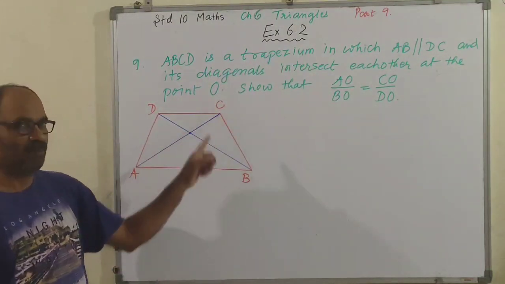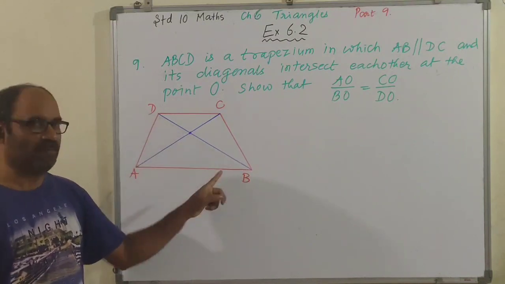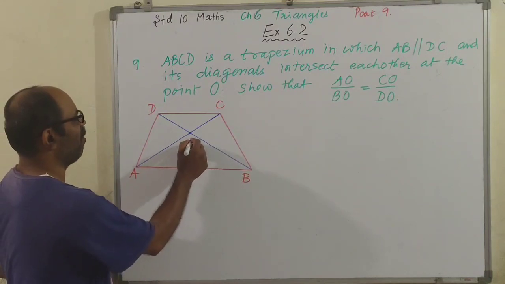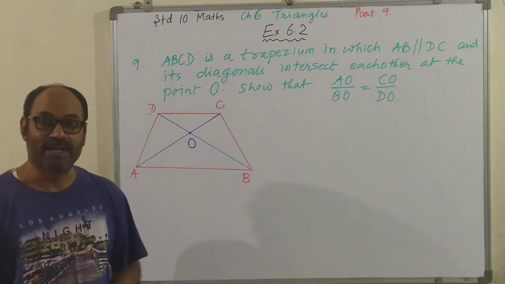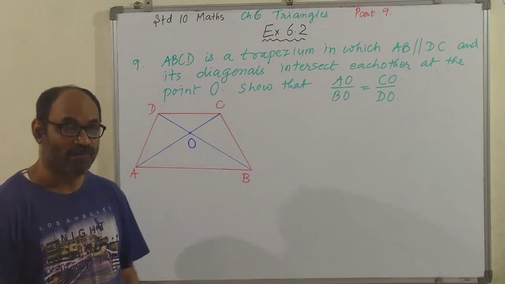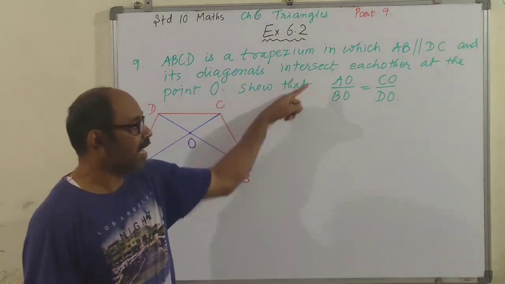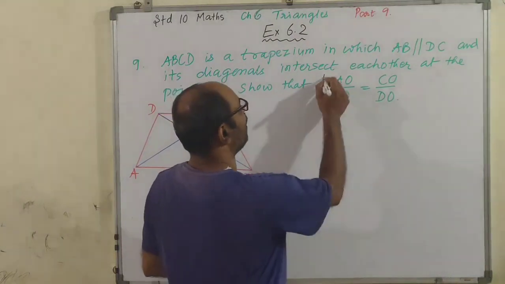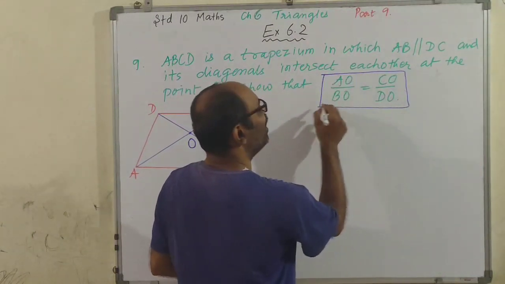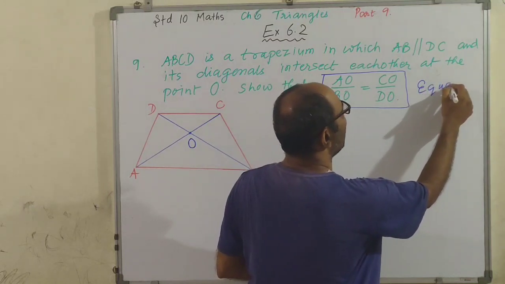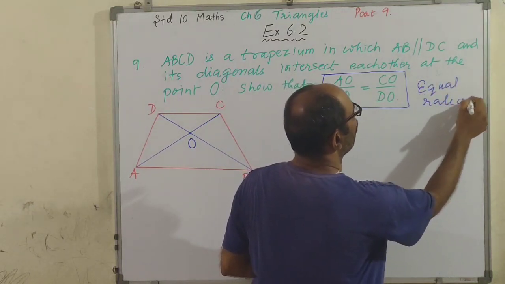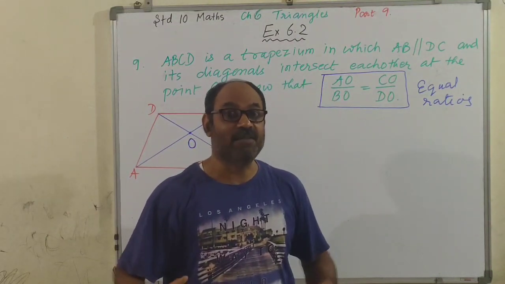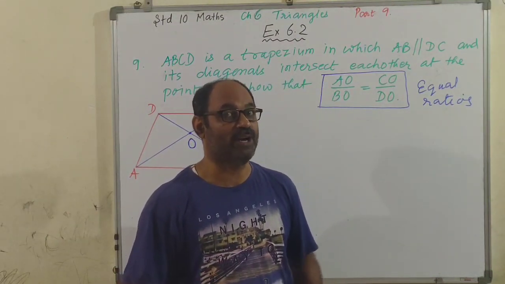Very clearly, the blue segments AC and BD are the diagonals. They intersect at point O. Show that AO upon BO is equal to CO upon DO. Children, what we have to prove are equal ratios. What can produce equal ratios for you?